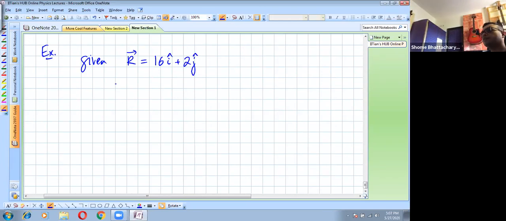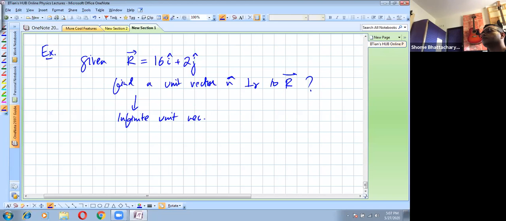Now, if I ask you, find a unit vector n cap perpendicular to R. Now the question is, can we do this? The answer is no. There are infinite such unit vectors which are perpendicular to another vector.